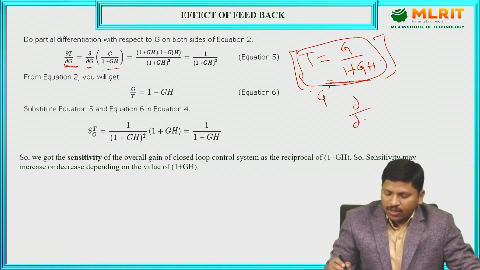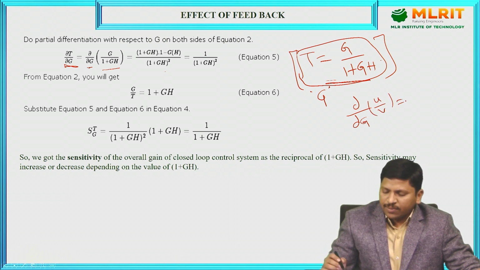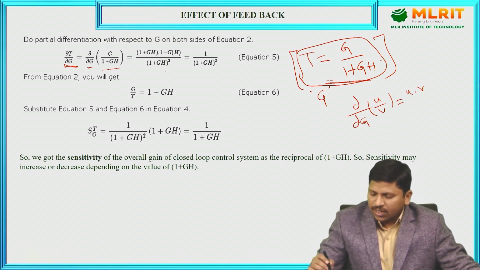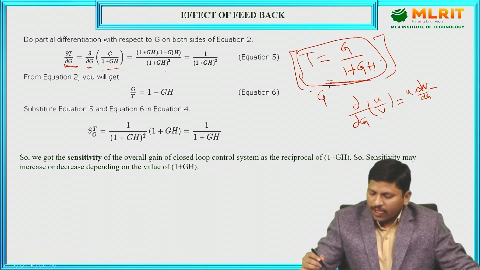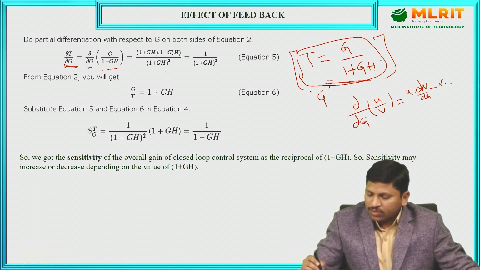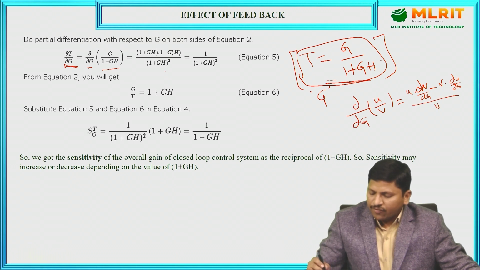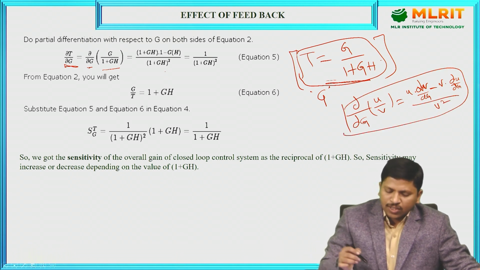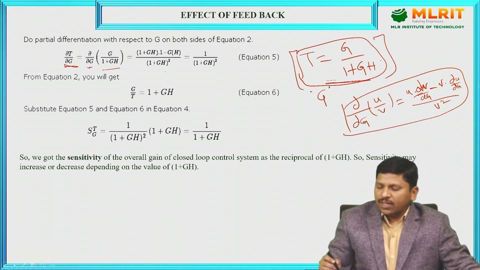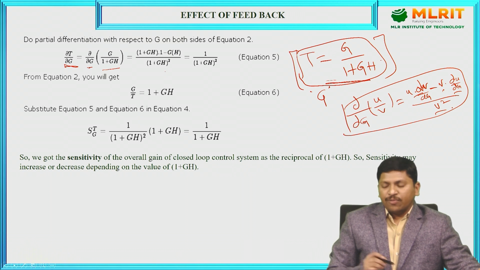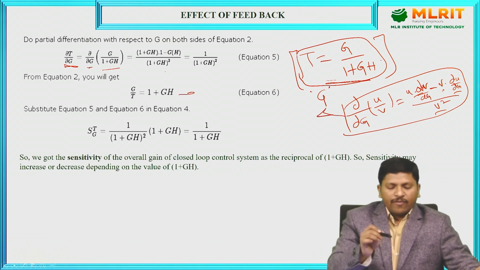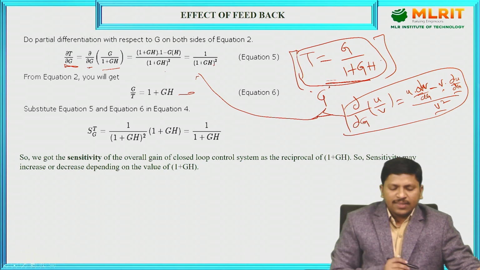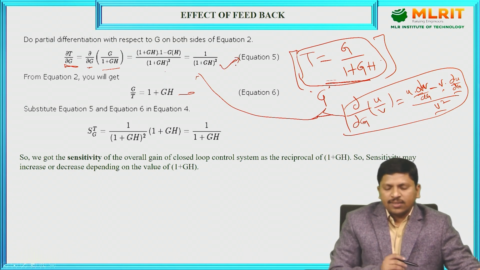Here dou by dou G of the U by V form: V into the derivative of U, that is, V into dou U by dou G, minus U into the derivative of V, dou V by dou G, divided by V square. This is the formula for the U by V form: V into the derivative of U minus U into the derivative of V, divided by V square. From this formula we are going to get 1 by (1 plus GH) whole square. I consider this as equation 5.